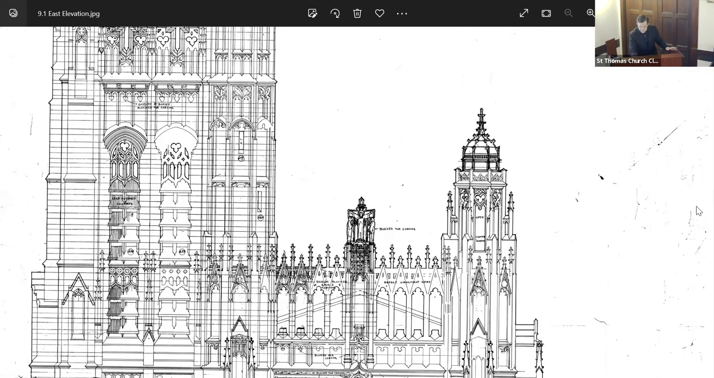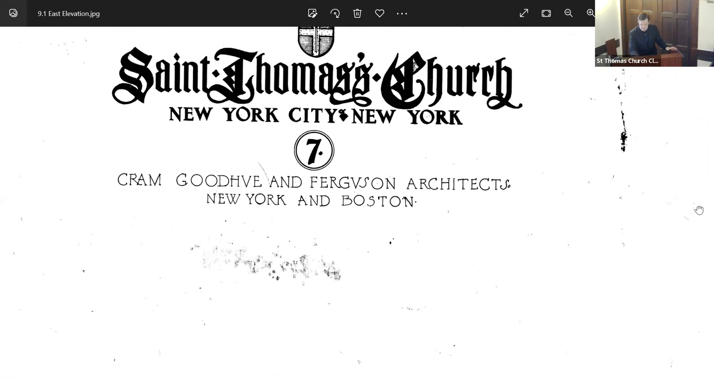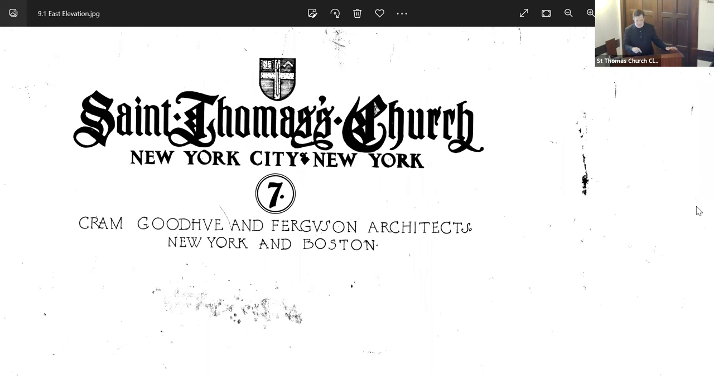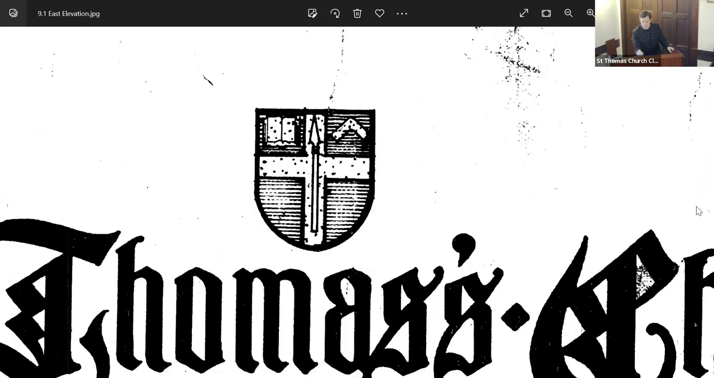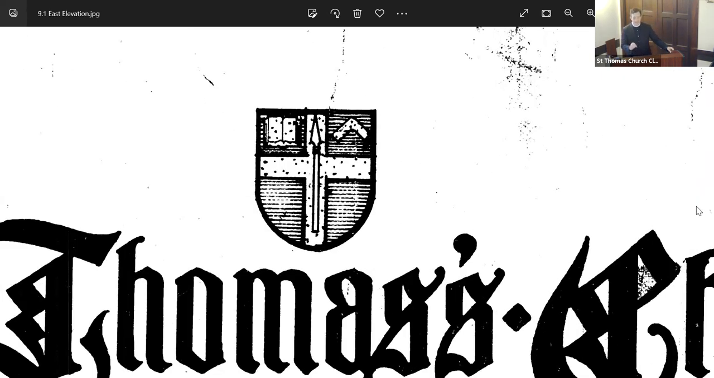This is the west elevation, and you can see St. Thomas Church, New York City, New York. Cram, Goodhue, and Ferguson Architects, New York and Boston. Now, the number 7 is because this is the 7th page of several elevations that are featured in the plans. And look, we've got our lovely seal there done. And I love how they've created little dots for the cross and the book and the square, just to create some ruggedness. I appreciate that.